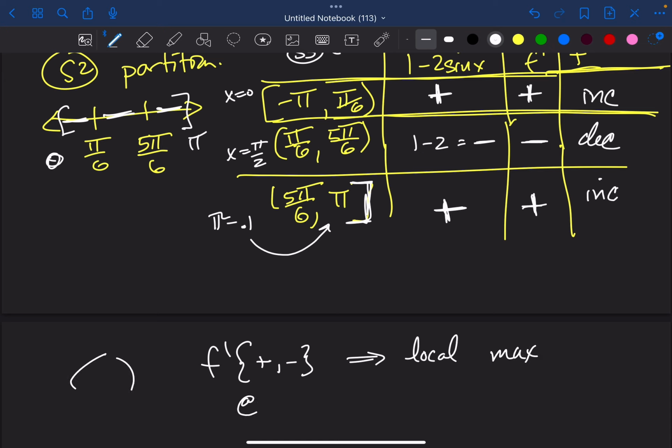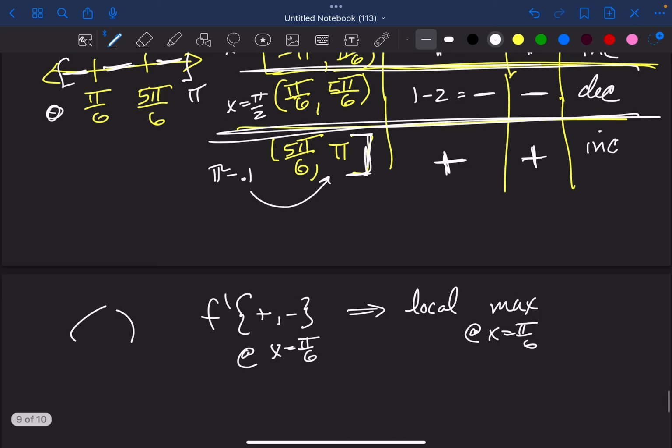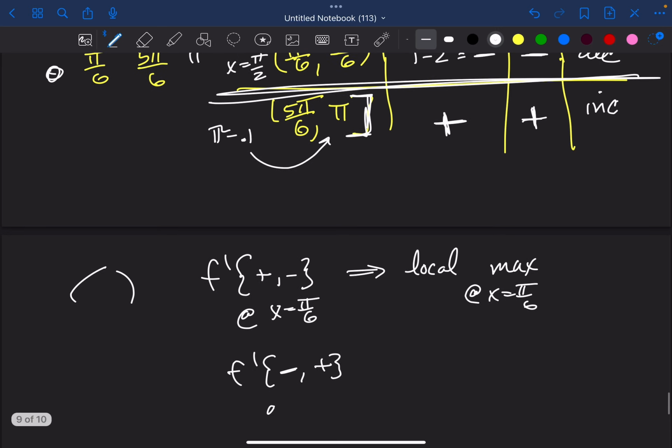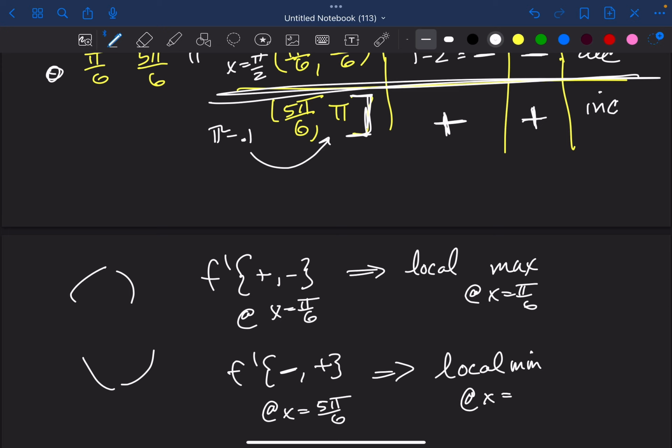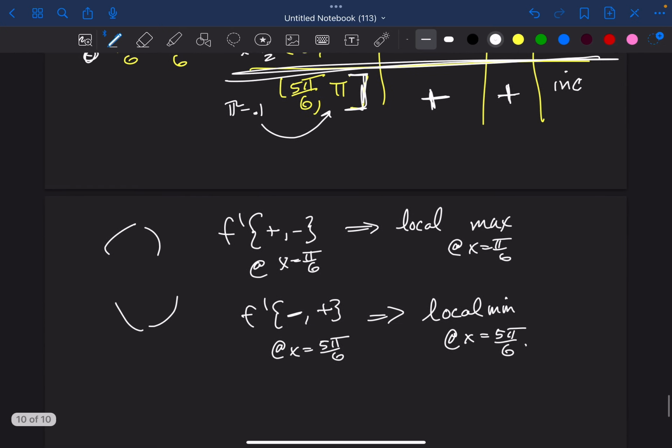Max at x is equal to pi over 6. And then we see that our function goes from decreasing to increasing. So if the derivative goes from negative to positive at x is equal to 5 pi over 6, it goes from decreasing to increasing. That is a local min at x is equal to what? 5 pi over 6. Okay. So I've got a local minimum value, a local maximum value, yes.